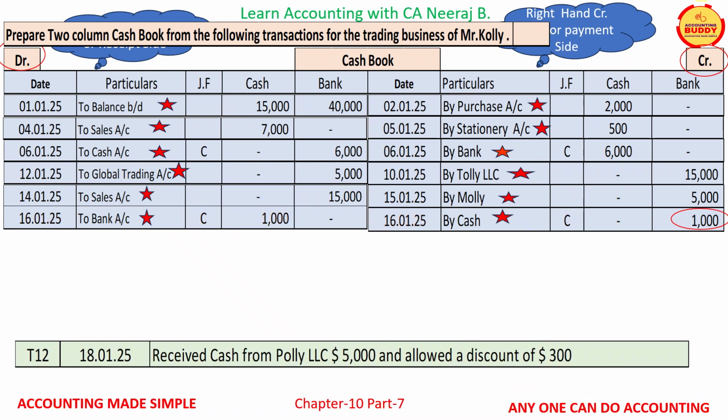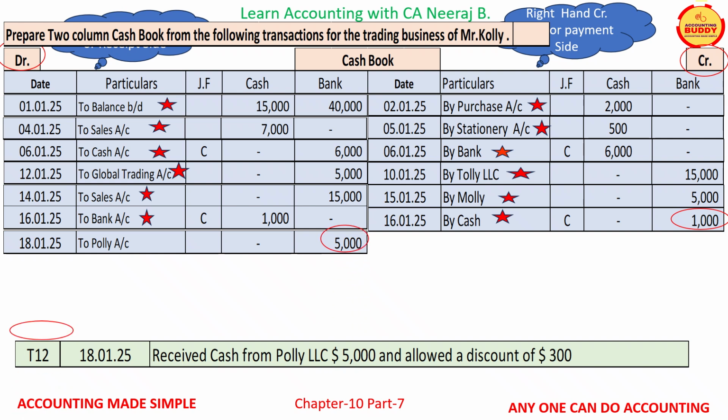Transaction T12 is on 18th of January 25. The business received a check from Polly LLC for $5,000 after allowing a discount of $300. Since the business has received the amount, it will be recorded in the bank column on the left-hand debit side of the cash book for $5,000 on 18th of January 25 by writing the words to Polly account. The discount allowed amounting to $300, a separate journal entry will be passed.